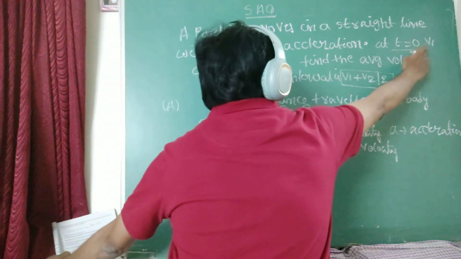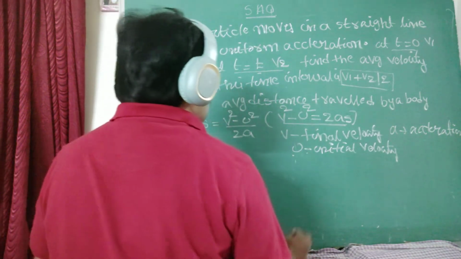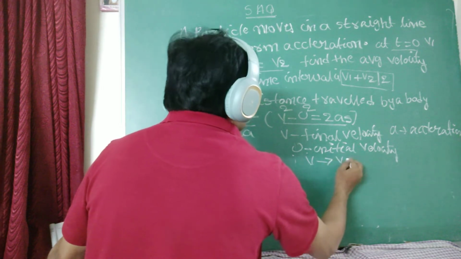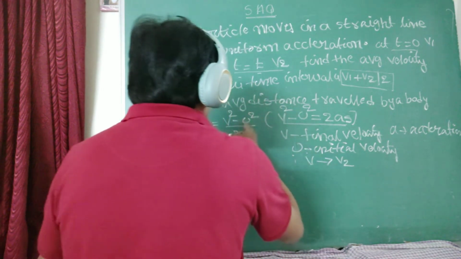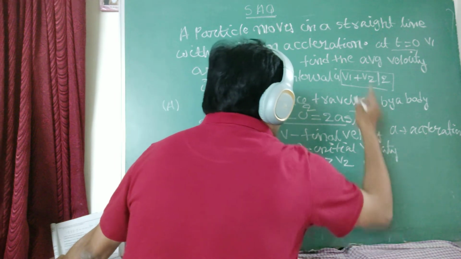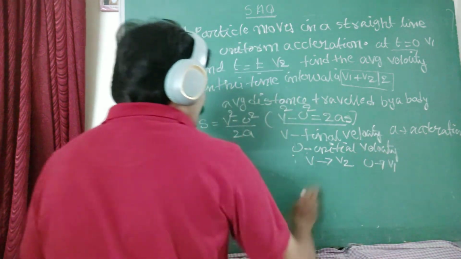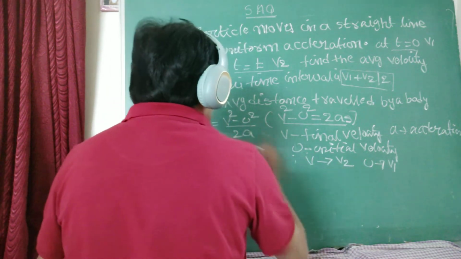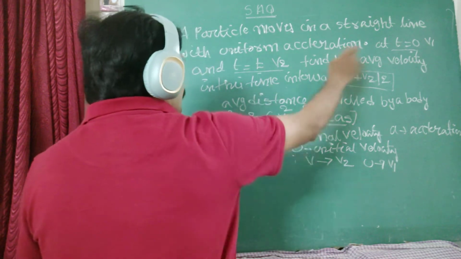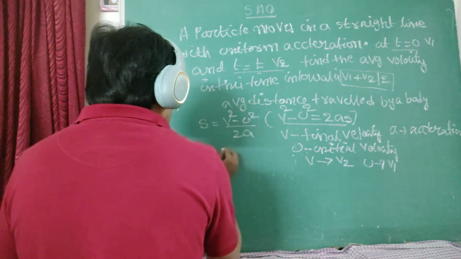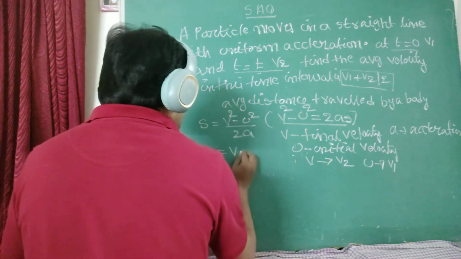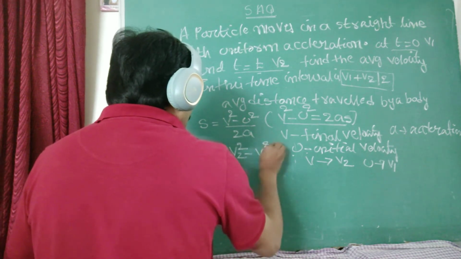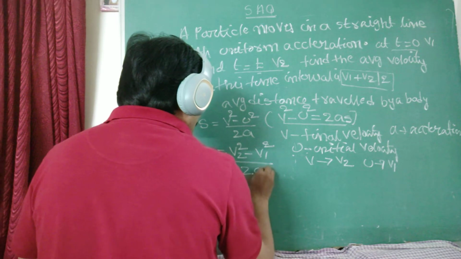Then you have to observe this. At initial time, velocity is v1. At a final time, velocity is v2. That means you are mapping the value. v is mapped by the final velocity v2, and u should be mapped with the initial velocity v1. Replace v by v2, u by v1, because one is at final interval, other one is at initial interval. Then what will come here? The value v is replaced by v2 and u is replaced by v1, divided by 2a.